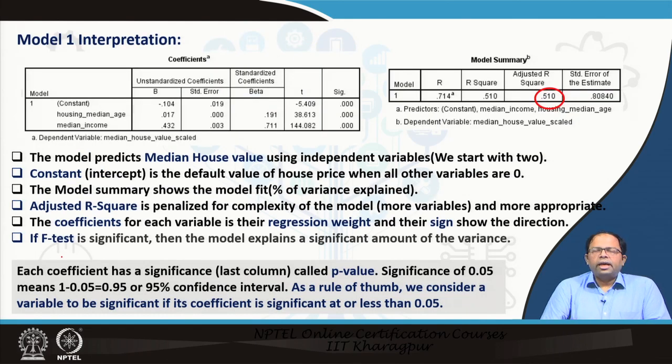So, this is what we get. These are some of the results. In our model we are predicting the median house value using different independent variables.